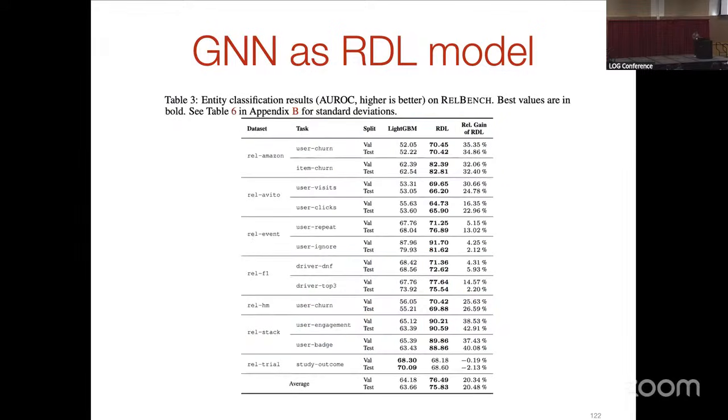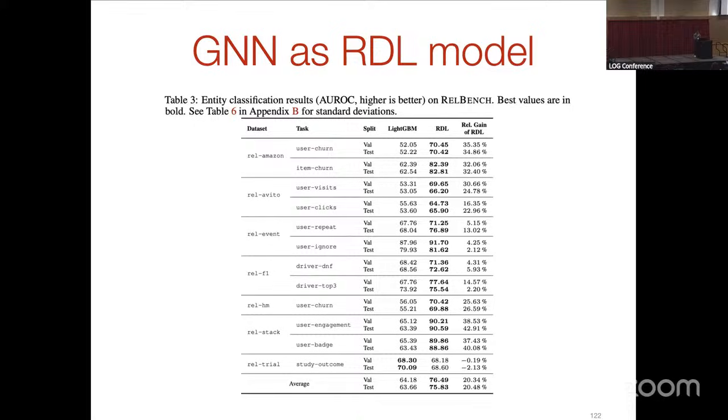When a graph neural network model is used as an RDL model, how does it compare to traditional methods? We showed some results on RelBench, on all the different kinds of tasks on RelBench. If we compare RDL, which is simply a GNN, in this case a GraphSAGE model, trained on different tasks, in this case the entity classification tasks, we see a very consistent performance improvement, except for the RelTrial study outcome, where there are some minor performance drops.